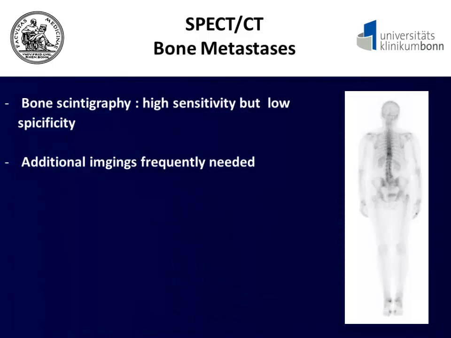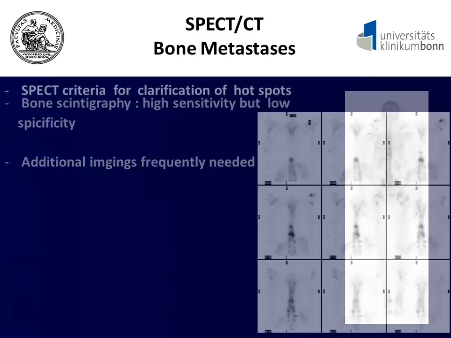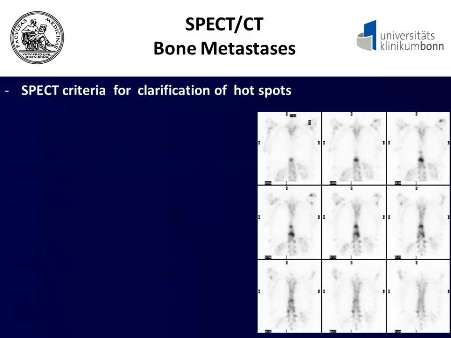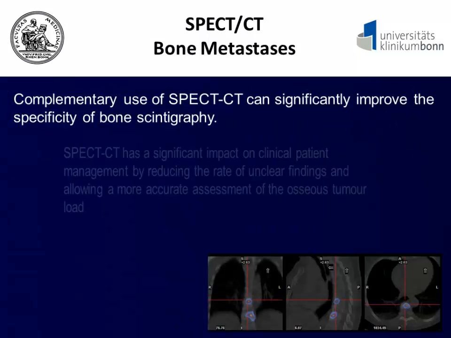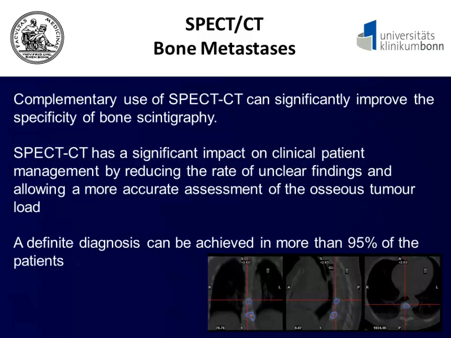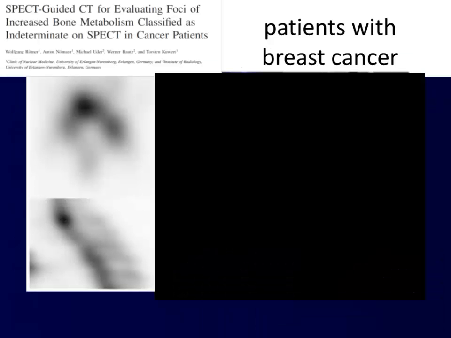Now, the bone scintigraphy and bone metastases. You know, bone scintigraphy is a very sensitive procedure, but the specificity is not very good. With SPECT CT, you can also increase the specificity of your test. Here some examples regarding bone scintigraphy. A very nice example from Germany. Römer et al. published this article.